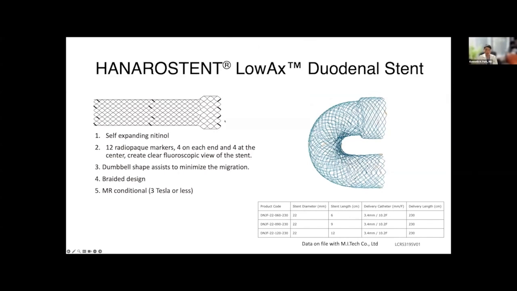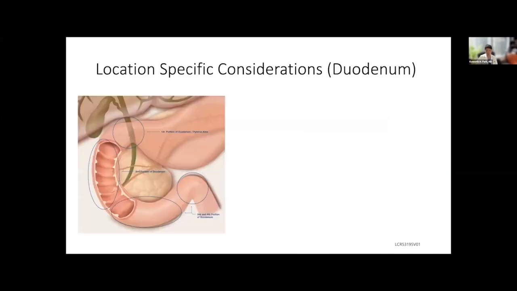Okay, these are the technical aspects of the Hanaro duodenal stent. It comes in 6, 9, and 12 centimeters in length, and the delivery catheter fits in a therapeutic upper scope, which is through the scope. Obviously, you can do it outside the body as well, but through the scope stenting is what I do. It's more convenient. It's just like the esophagus.